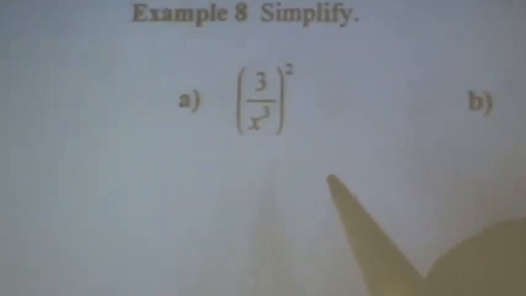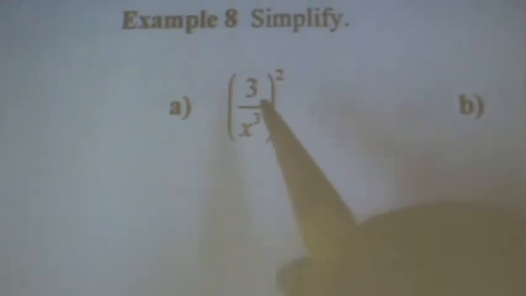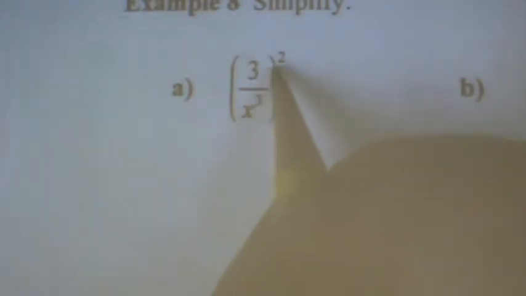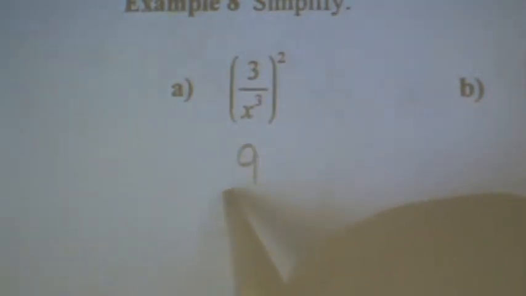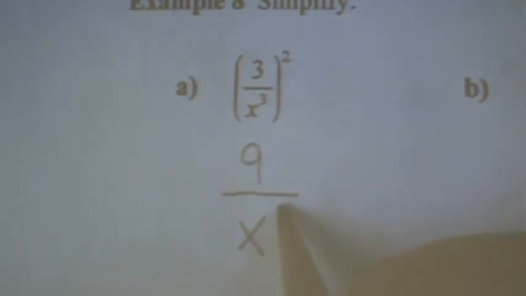Okay, now, what happens when we have a fraction and then a power outside? You know what to do here? You're going to take the numerator and raise that to the 2nd power, so 3 squared is 9. And then what's x cubed squared? X to the 6th. Yep, 9 over x to the 6th. Okay, check out letter B.